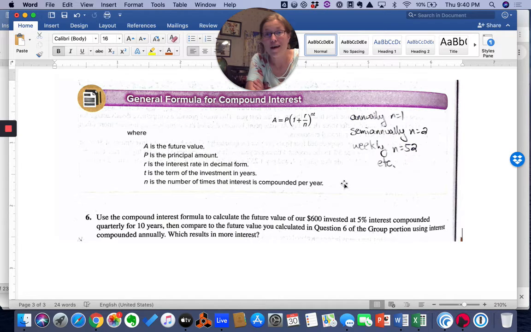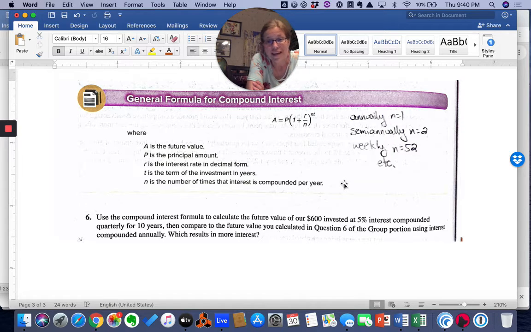So if something is compounded annually, then that means N is 1. And if you plug 1 in for N, you'll find the same formula that we had before. If something was compounded semi-annually, that means it's compounded twice a year, and you plug in 2 for N. If it's compounded weekly, you plug in 52 for N.